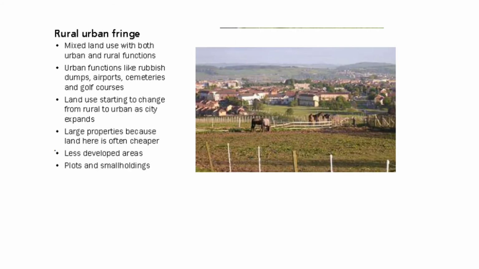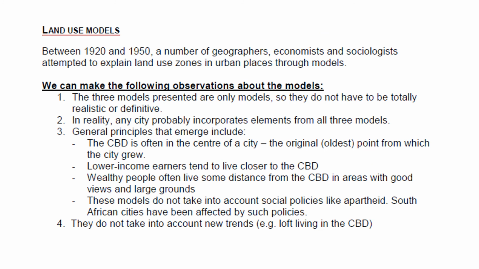Then the rural-urban fringe. This is an area that has a mixture of both functions. The sort of things you would find there are things like rubbish dumps, airports, cemeteries, rifle ranges, shooting ranges, golf courses, large properties because the property is less expensive there. It's less developed areas. You'll also often find plots and small holdings in this region. All right, so those were our land use zones.